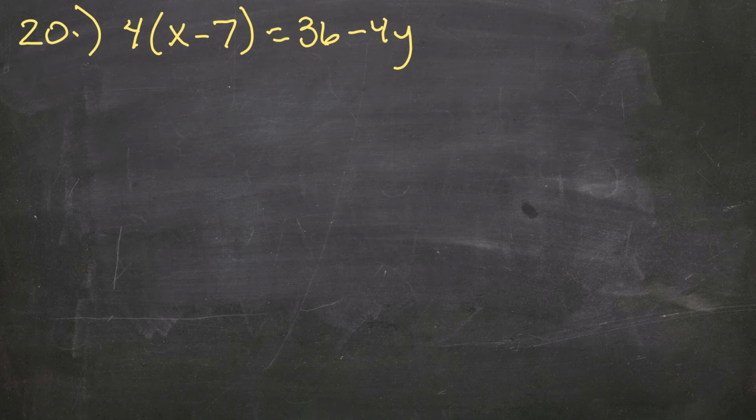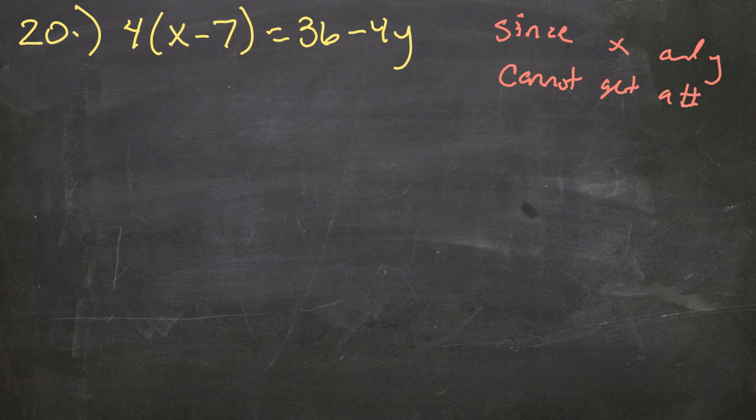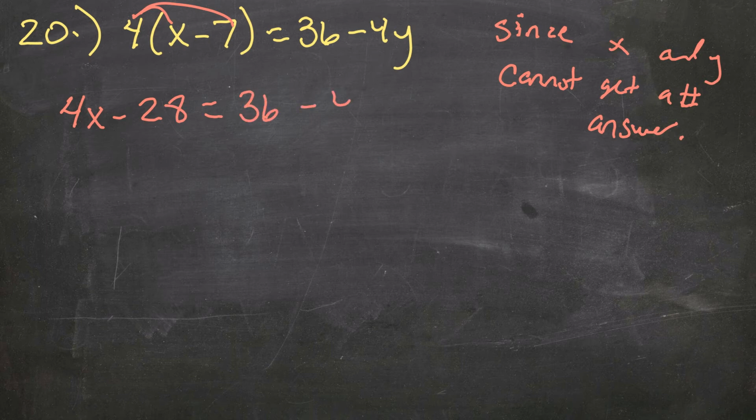Alright, number 20. I'm not going to do all of 20, but I will talk about 20. Since you have x and y in the problem, you cannot get a number answer. You can only get one of those variables by itself. No matter what you do, you still have to distribute first. So the first thing I'm going to do is get 4x minus 28 equals 36 minus 4y.